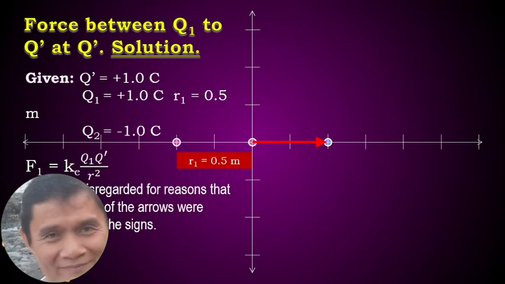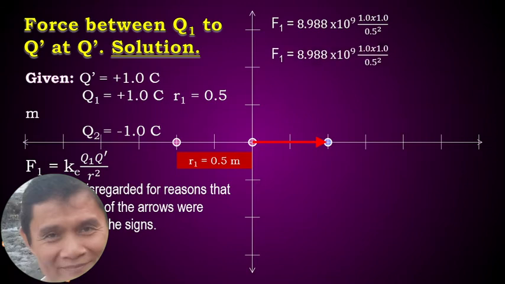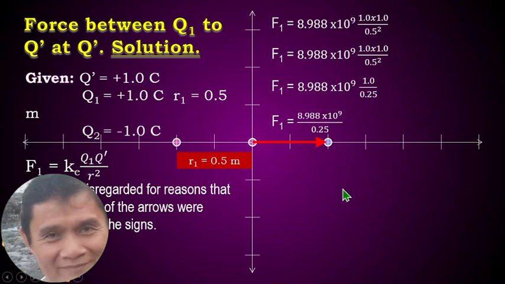So we disregard the signs because we have already included the signs sa pagdetermine ng direction ng arrow. So our F1 starts at 8.988 times 10 to the 9. I just removed the units for convenience. Okay, so both of them are 1, absolute value, and square of 0.5. We come up with this value, 8.988 times 10 to the 9, and so on. So your final answer is 35.95 times 10 to the 9 newtons.